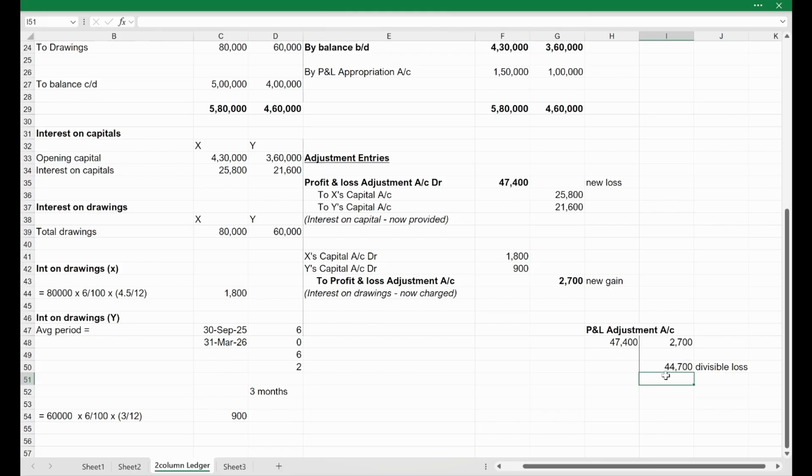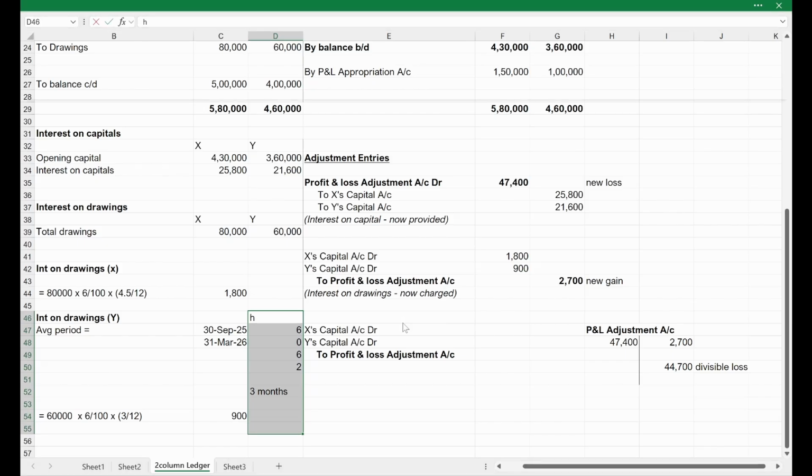Now this divisible loss belongs to whom? It belongs to partners only. Therefore the third entry will also be partners debit to P&L adjustment. I'm closing this P&L adjustment account. So partners debit and firm credit, P&L adjustment credit. How much partners should be debited? How much ever is the loss? 47,400 minus 2,700.